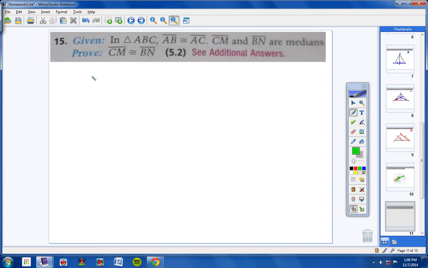Number 15. Now this will be a proof. Okay, this is tough. So let's go ahead and get started. This will be a really good long proof. So here we go. First of all, we have triangle ABC. And we're told this segment here is congruent to this segment here. And CM is a median. So draw a median here.